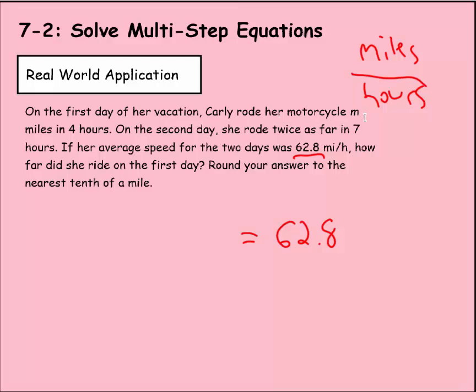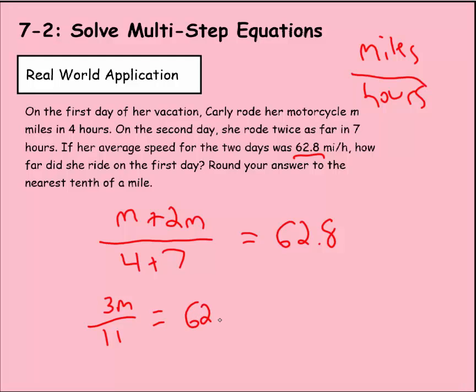So the first day, she rode m miles. The second day, she rode twice as far. Twice as far as m is 2 times m. So if we add twice as far, that would be plus 2m. Then dividing by the hours, she rode it in 4 and then 7, so I add those together. Then here is our equation. If we simplify this, m plus 2m equals 3m. 4 plus 7 is 11. 3m divided by 11 equals 62.8.